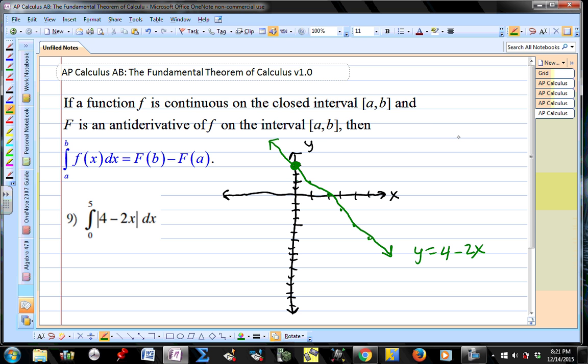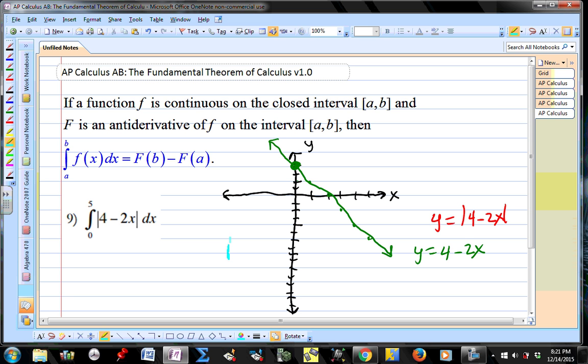Okay. Now, they didn't ask us for just 4 minus 2x. They asked us for the absolute value. So now I'll show you how to use this graph to get the absolute value. We're going to graph now in red y equals the absolute value of 4 minus 2x. So think of the y values here. In the very first part of this graph, the y values are positive. And when you take the absolute value of a positive, your answer remains positive. Nothing changes. So the beginning of our graph remains exactly the same as the original graph.